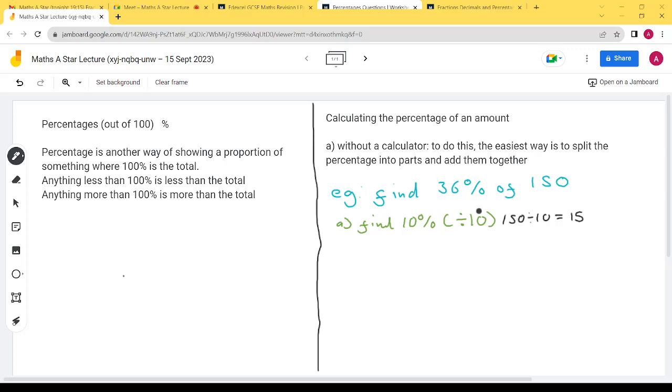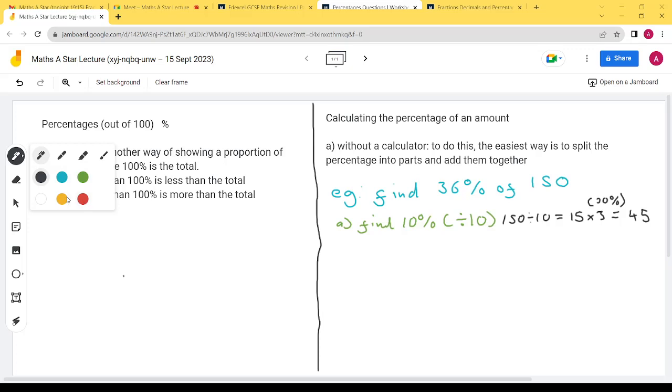But we've got 30% here, so we've got 3 lots of 10%, so we can times that by 3, which equals 45. And why we're timesing by 3 is to get 30%.